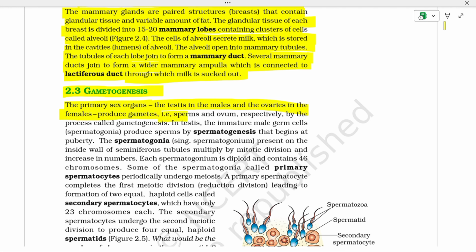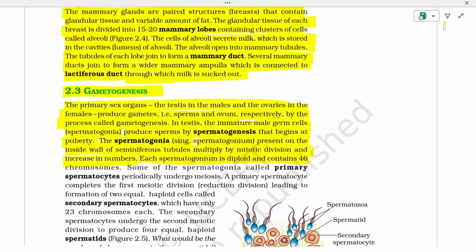2.3. Gametogenesis. The primary sex organs, the testis in the male and the ovaries in the female, produce gametes, that is sperm and ovum, respectively. This process is called gametogenesis. In testis, the immature male germ cells spermatogonia produce sperms by spermatogenesis that begins at puberty.